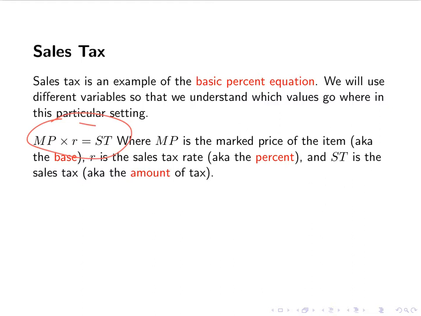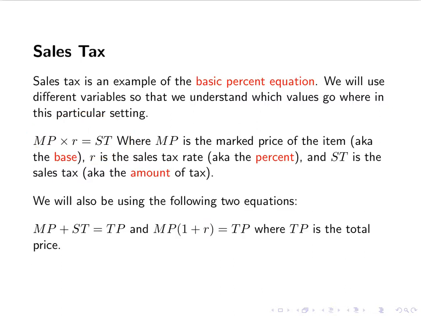We're also going to look at two other equations that will help us out. The first is MP plus ST equals TP. So the marked price plus the sales tax equals the total price. Hopefully that's common sense, right? The total price is the price of the item plus your sales tax.